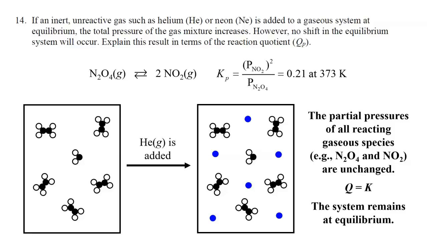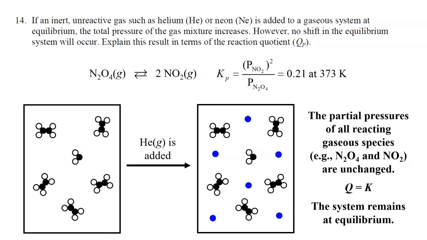So the answer to number 14 is that because Q was unchanged by the addition of this inert, unreactive gas, helium, the partial pressures of all of the reacting gaseous species remain unchanged. Q is still equal to K. No shift occurs because the system remains at equilibrium.